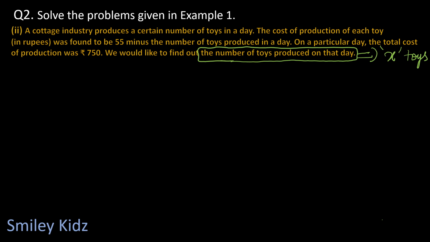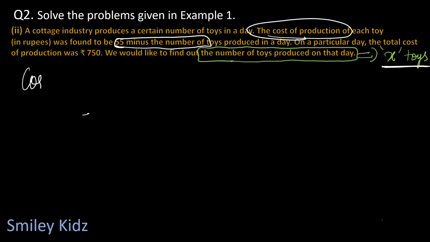Well, let's have a look at the question again. It says that the cost of the production of each toy was found out to be 55 minus the number of toys produced on that day. Here we have assumed that the number of toys produced on that day is x. And the cost of the production will be what?